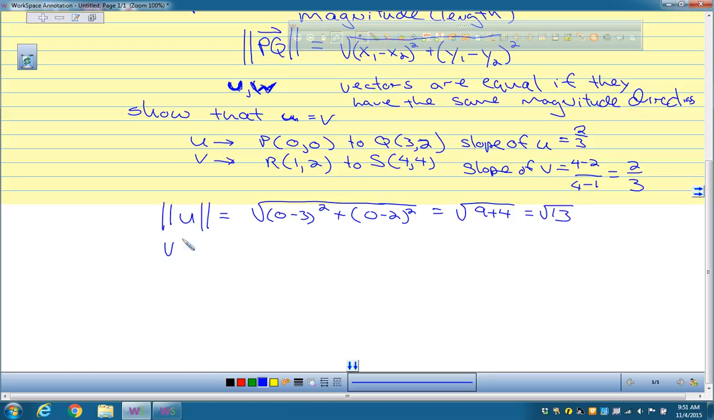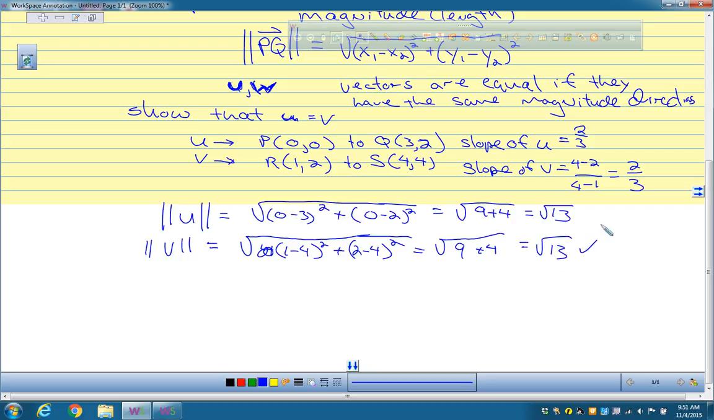And v has a magnitude of the square root of 1 minus 4, and again it doesn't matter which way you subtract since you're squaring, plus 2 minus 4, which I think also comes out to be the square root of 13, doesn't it? Negative 3 squared is 9, and negative 2 squared is 4. So that's equal to the square root of 13. So the slopes are equal, and the magnitudes are equal, so those vectors are equal.